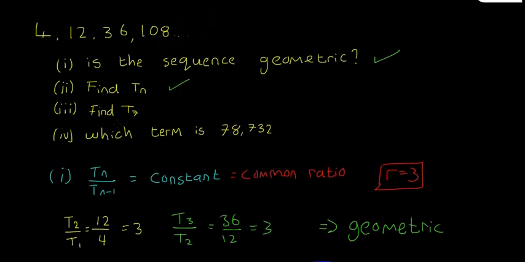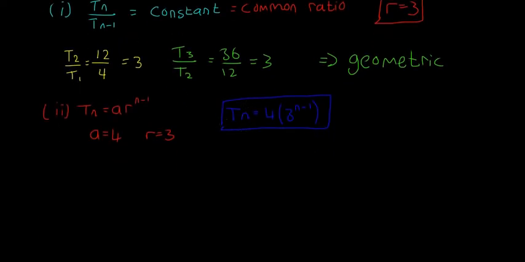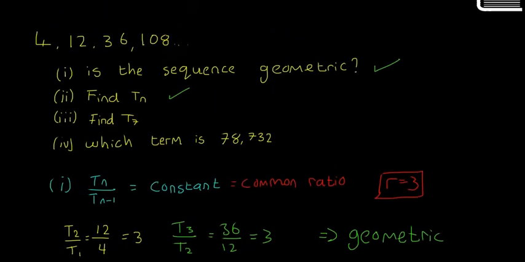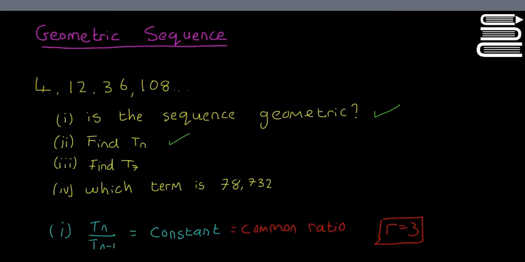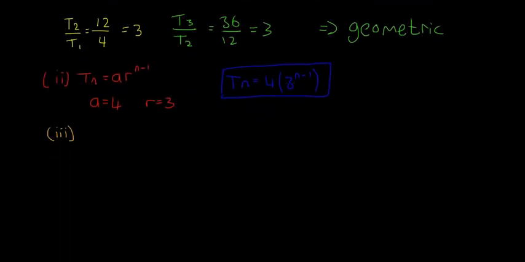T of 7 is the next part. We just have to sub 7 into our formula here to find the 7th term. That's what t of 7 means: find the 7th term in the sequence. Obviously instead of counting along and continuing this, it's much easier to use the general term and just sub 7 into where there's an n.